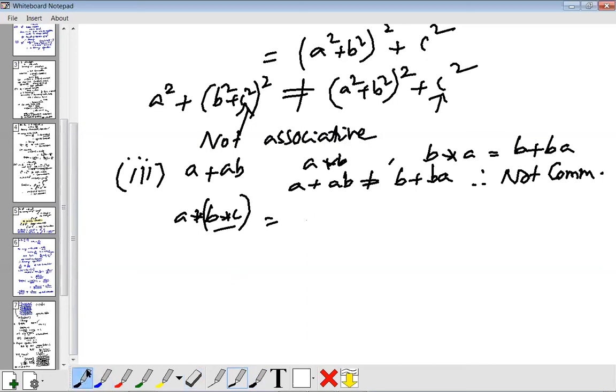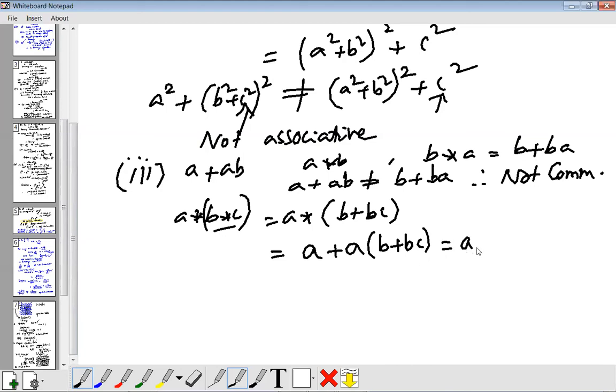So A star (B star C) equals A star (B plus BC). That's equal to, again you have to write the first element A plus the second element A into (B plus BC). So you will get A plus AB plus ABC.